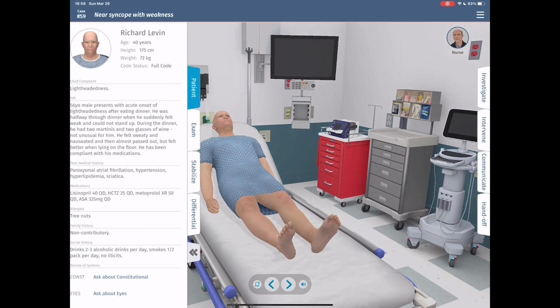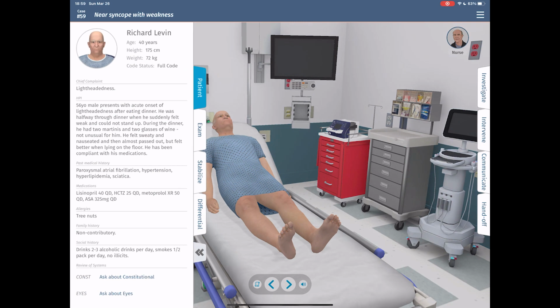So we learn this guy's name is Richard Levin. He's 40 years old. He's a full code. He's 72 kilograms. He presents with acute onset lightheadedness after dinner. He was halfway through dinner when he suddenly felt weak and could not stand up. During dinner, he had 2 martinis and 2 glasses of wine. However, that's not unusual for him, so he's a pretty big drinker.